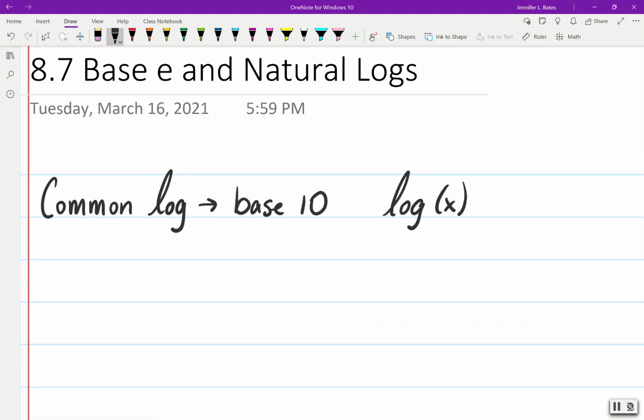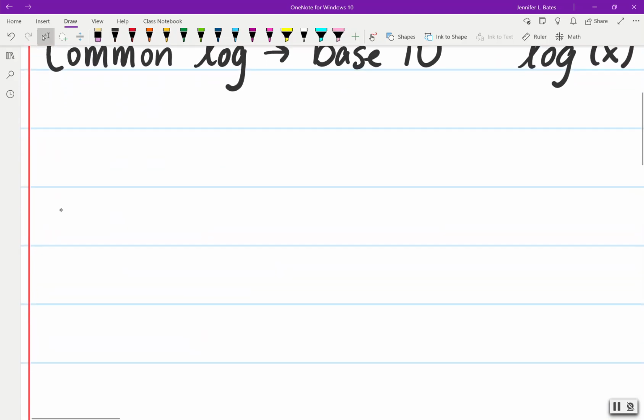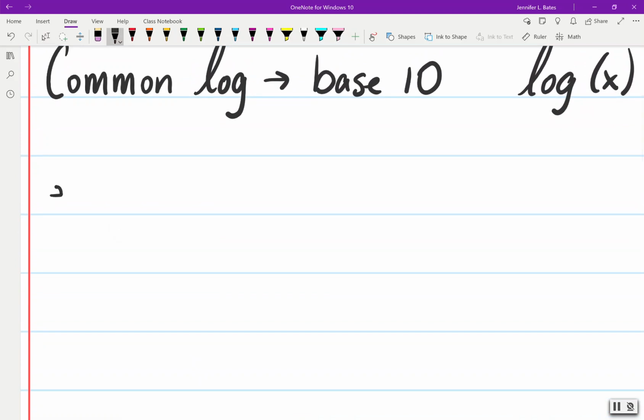Now, with logs, there is another kind of log that we assume people know what the base is. Okay, so this, we're going to use base E. So E is one of those numbers in math, just like pi, 3.14, and E is equal to 2.71828. And it goes on and on and on, just like pi.